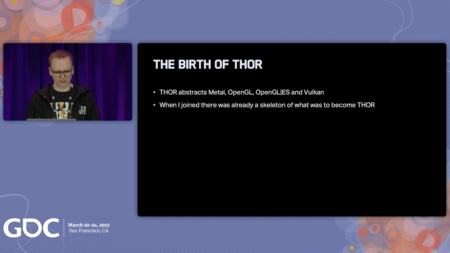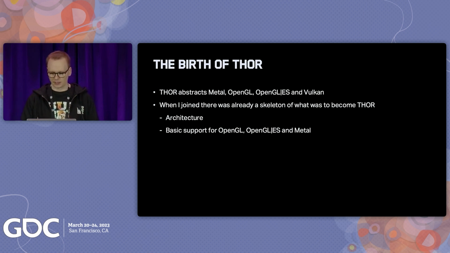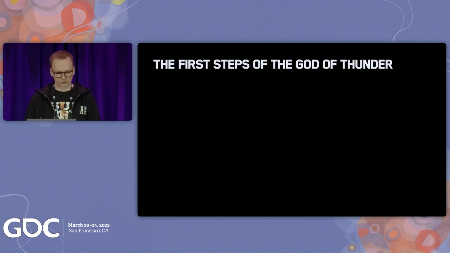When I joined the company, we had a skeleton of what was to become THOR. It was very simple, but we had the basic architecture in place already, and we had basic support for OpenGL, OpenGL ES, and Metal. Vulkan was still missing at this point. And quite a lot of core features were still missing, and a lot of this has been rewritten, partially because of multi-threaded support added to OpenGL. But it was a good start.